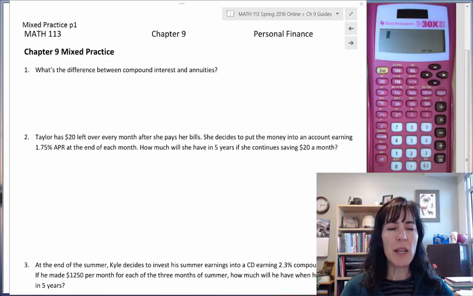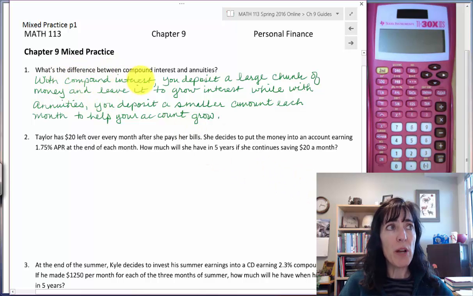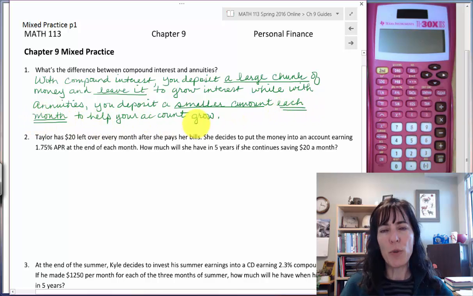So the big difference, I think, is going to be that with compound interest, we put in one big chunk of money and we leave it sit. But with annuities, we put in a little bit every month or every year and then gain interest on that over time. When I look at what I wrote out, I think the important parts here are that first I'm identifying with compound interest, and then you deposit a large chunk and leave it to grow. So you're starting with a large chunk of money and you leave it. While with annuities, you're depositing a smaller amount, but then the important part here is each month to help your account grow.